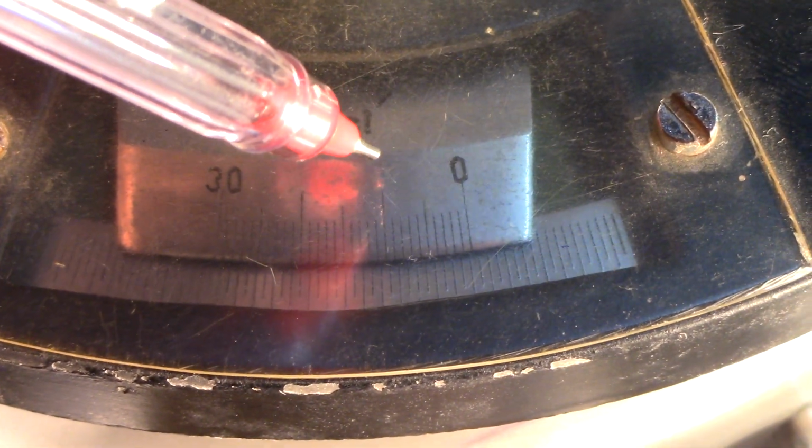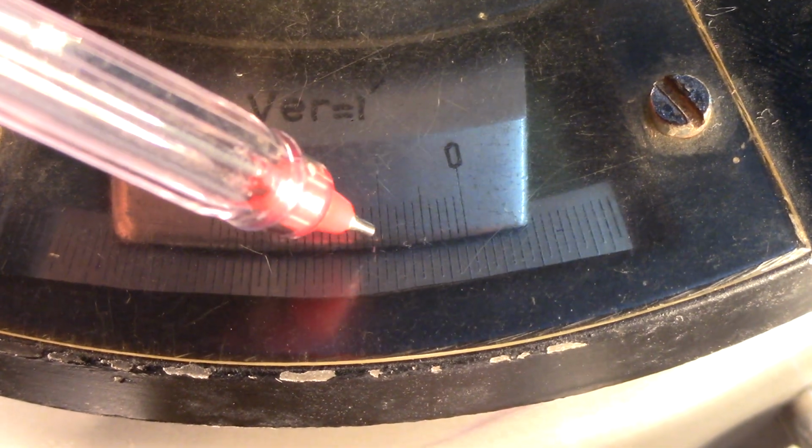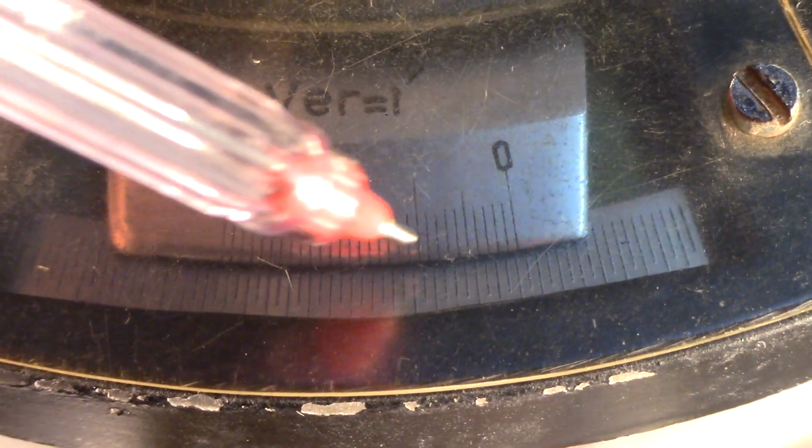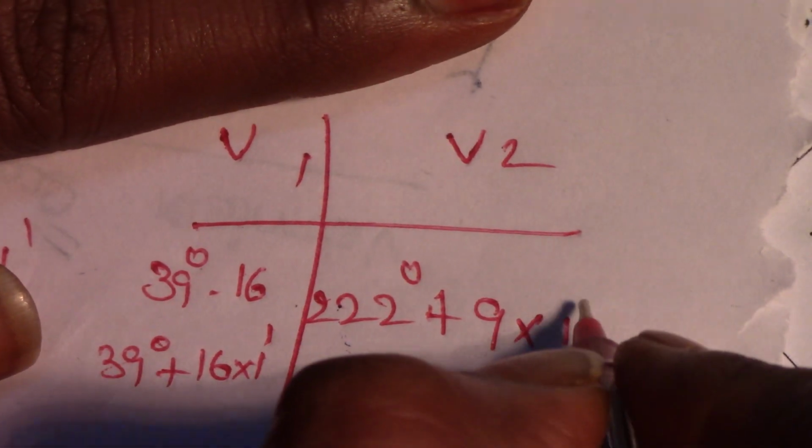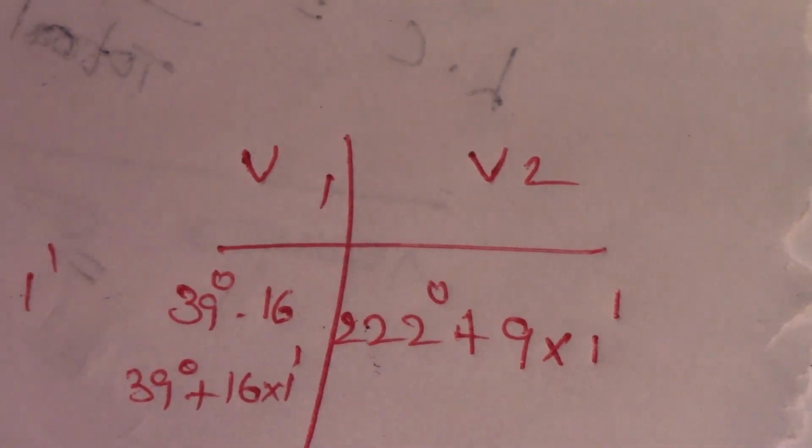Now take vernier 2 for yellow color. The 0th line of your vernier scale coincides with 222 degrees. 222 degrees is the MSR and the 9th line of your vernier scale exactly coincides with some line of our main scale. So 9 is the vernier coincidence. Hence 222 degrees is your MSR, and the 9th line is your vernier coincidence, into least count.